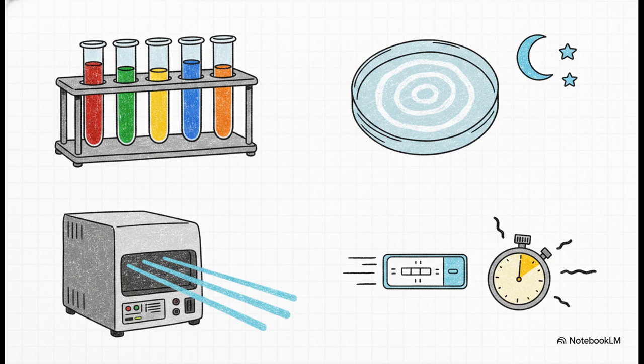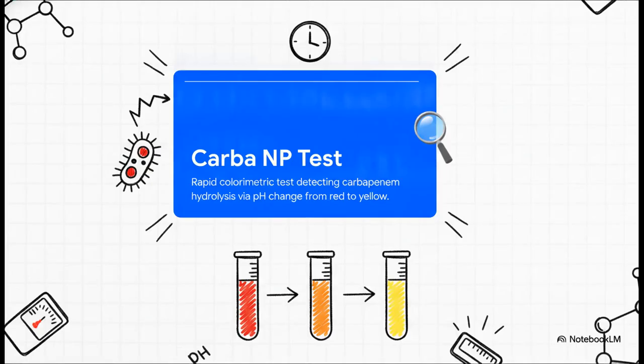There's the carbapenem inactivation method, though to be fair, that one still takes overnight. But then we get into the truly sci-fi stuff: MALDI-TOF mass spectrometry and these ultra-fast lateral flow assays. The real magic here is how these tests make the invisible, well, visible and fast.